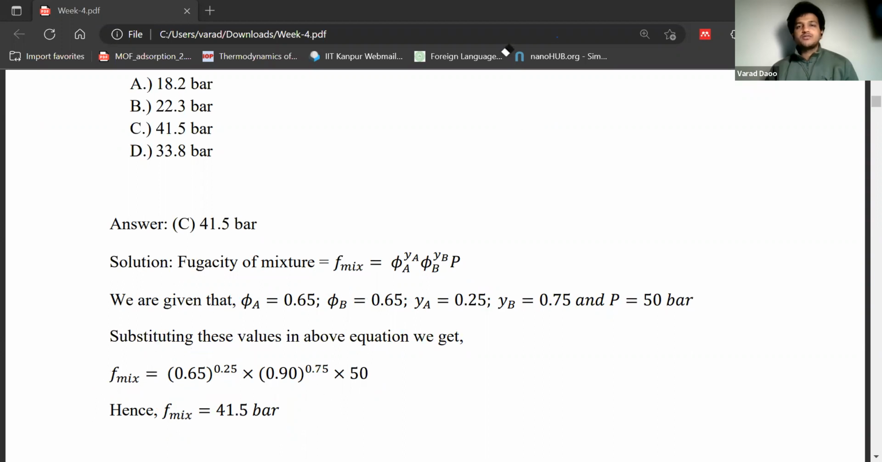The solution is clear to everyone. Anybody got the answer? Nobody got it, the answer. So you now know the correct answer is option C, 41.5 bar. Okay. I'll wait for a couple of minutes. If anybody has any questions or anybody would like to write this down, and then we'll move on to the next question.